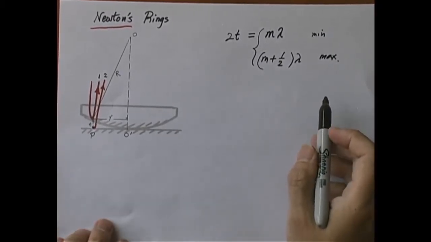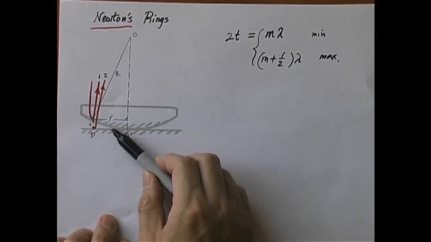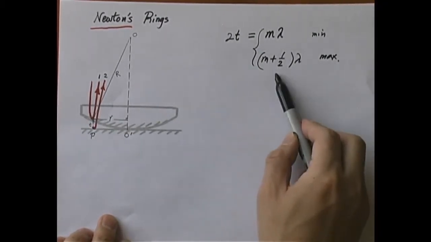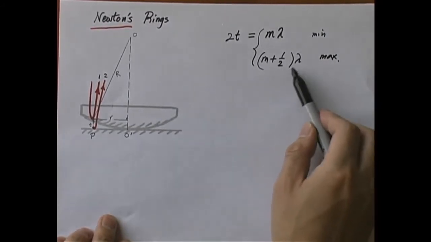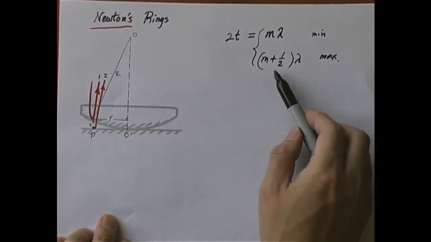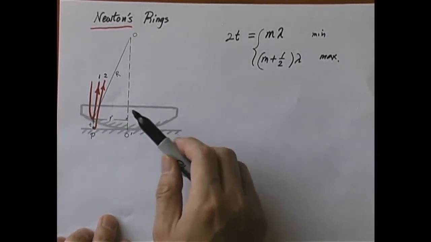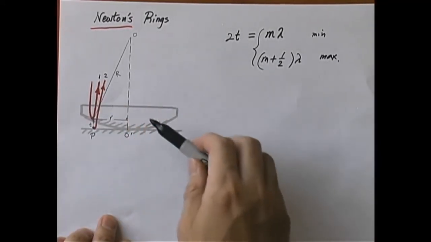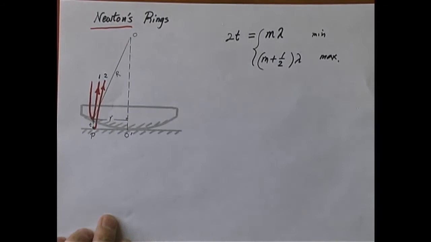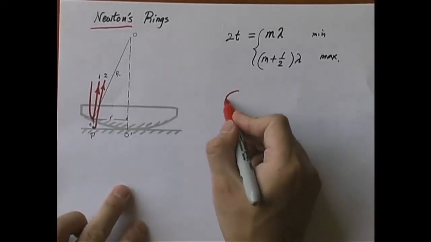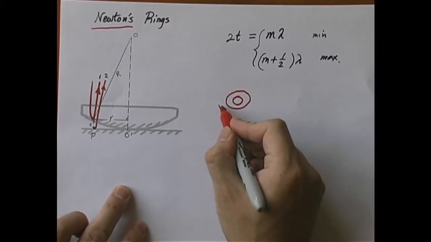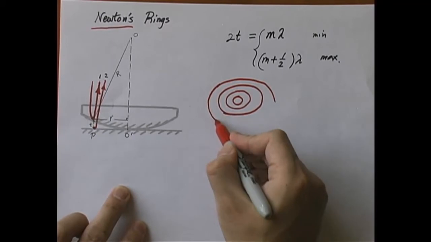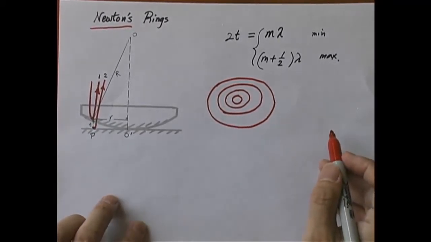Okay. Now, imagine as you go out, t will increase. And whenever t satisfies this condition, for m equal to 0, 1, 2, 3, whatever, whenever a condition like that is satisfied, you're going to see a bright spot. Or, more precisely, because this is a cylindrically symmetrical setup, you're going to see a bright ring. So you're going to see ring-shaped structures like this as you go out. These are called Newton's rings.